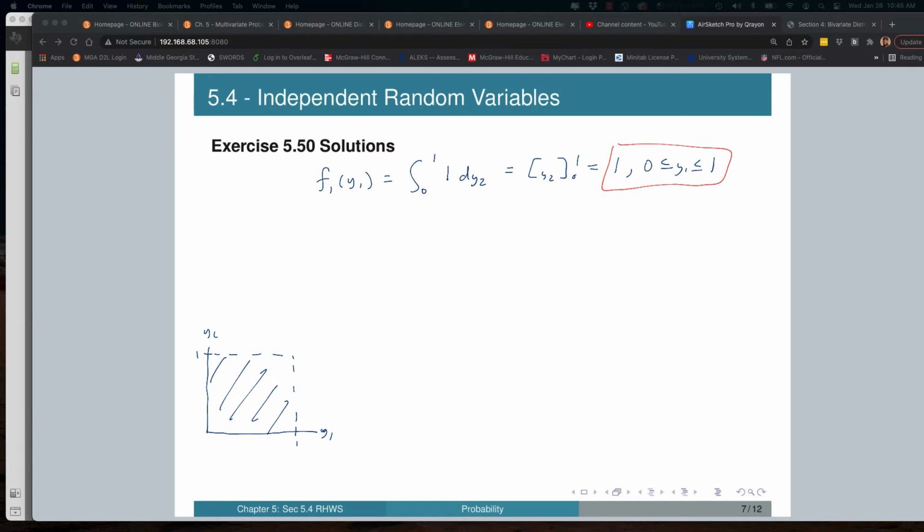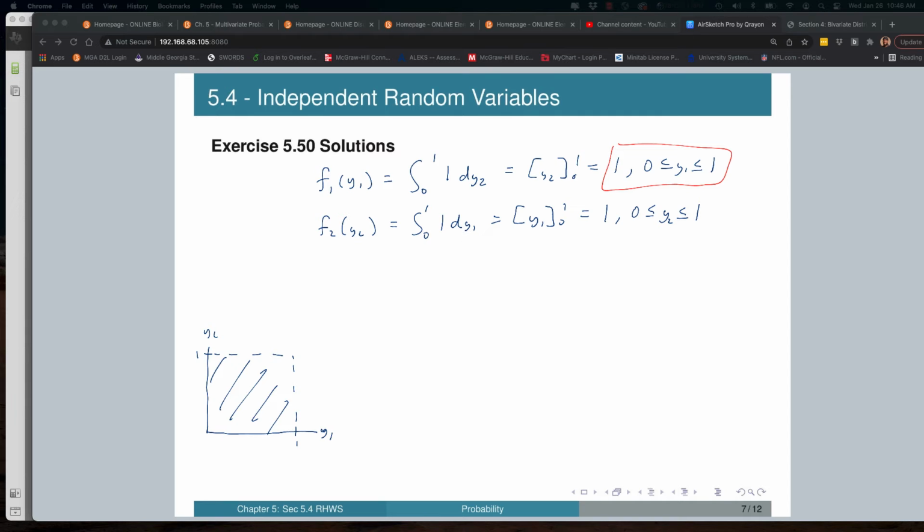And the marginal for y sub 2 is going to be the integral from 0 to 1 as well, of 1, but with respect to y sub 1, and really we're going to get the same thing in this case, because this is basically a uniform bivariate distribution. Y sub 2 is less than or equal to 1, so we got those two guys.